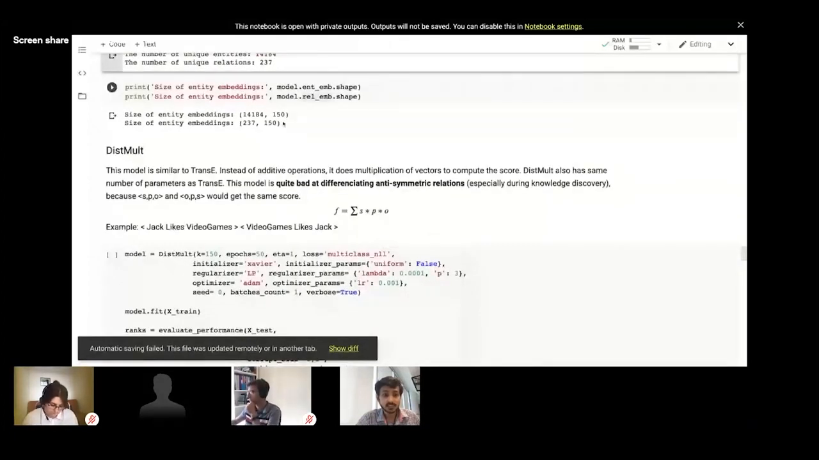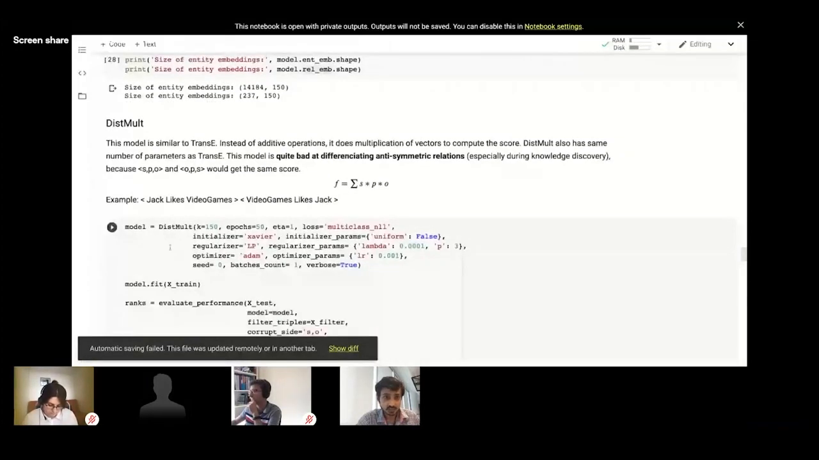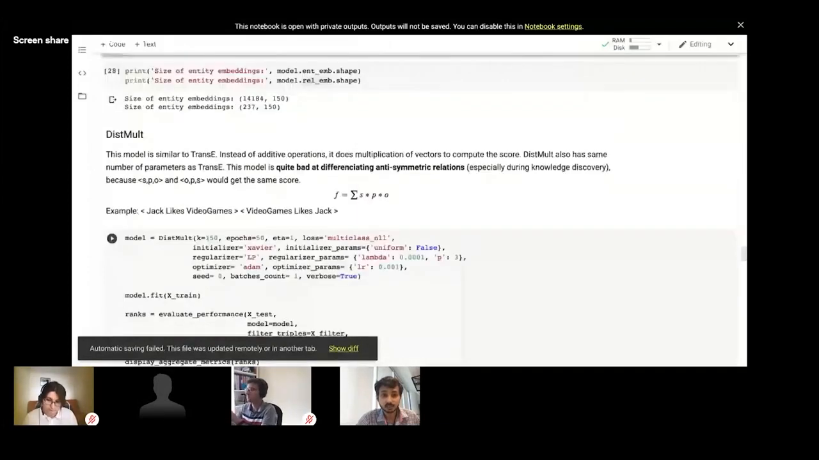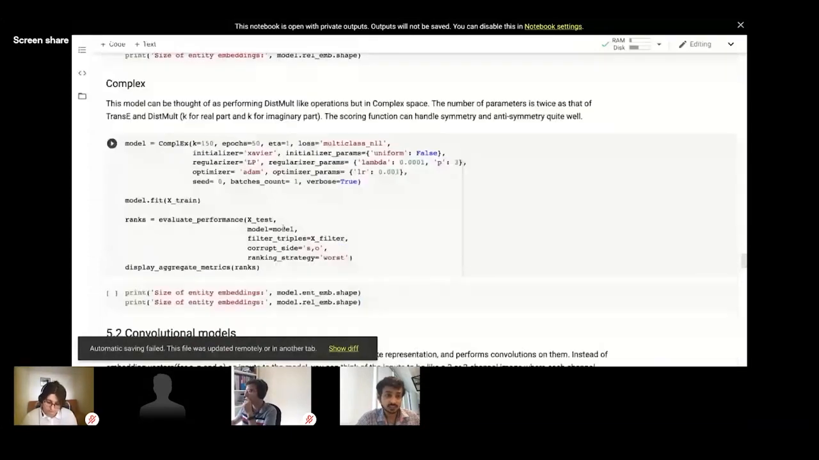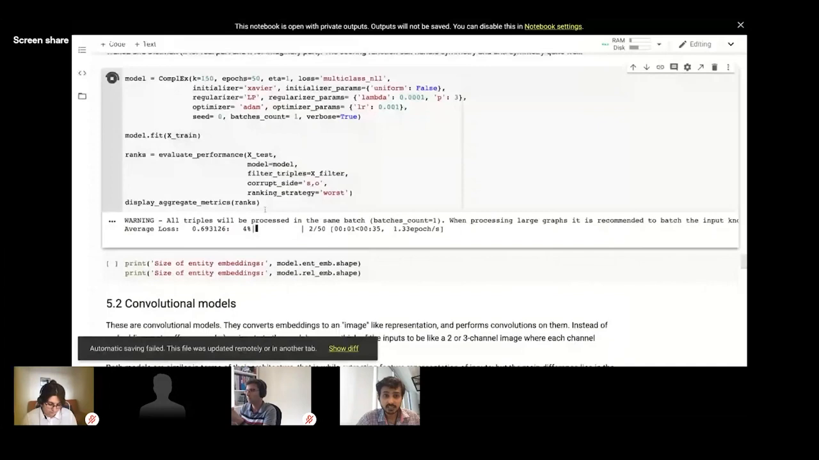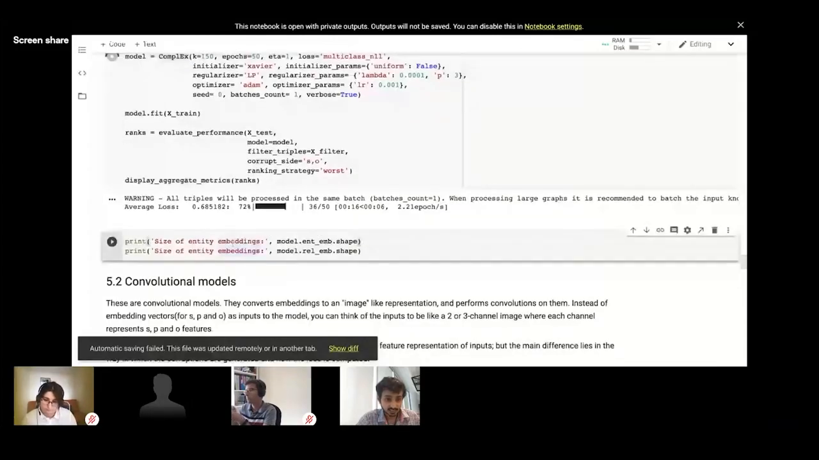Similarly, if you run this cell, I'm not going to run it because we have less time, you'd also see that DistMult, when you specify k equal to 150, will also give out an embedding matrix of the same size, right? But now let's look at ComplEx. When I run ComplEx, all the parameters are the same as earlier. The only thing that is different is the model. So it's training on the data and evaluating on the test set. Once it's trained, let me print out the size of the embedding matrix.